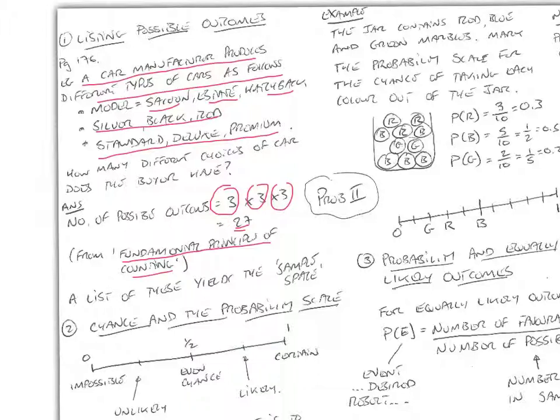Okay, and if we were to list the different models, like the saloon which is silver standard, or the saloon which is silver deluxe, saloon silver premium, and so on, to list all the cars, that would be to list the sample space.